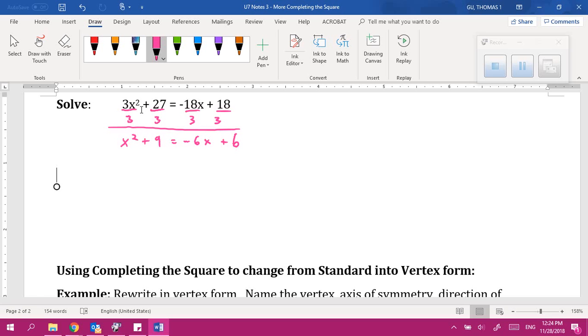Add 6x to both sides because we want the x squared and the x term to be on the same side of the equal sign. And then subtract 6. Subtract the 9. That's right. We want the numbers on the other side then.